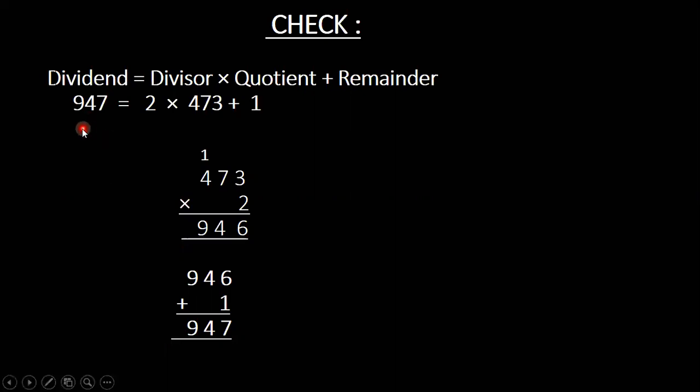Now I'm going to check the question which I have discussed before. In that question, the dividend was 947, the divisor was 2, the quotient was 473, and the remainder was 1. First of all, I'm going to multiply the divisor with the quotient. Here is the quotient, 473, and the divisor is 2.